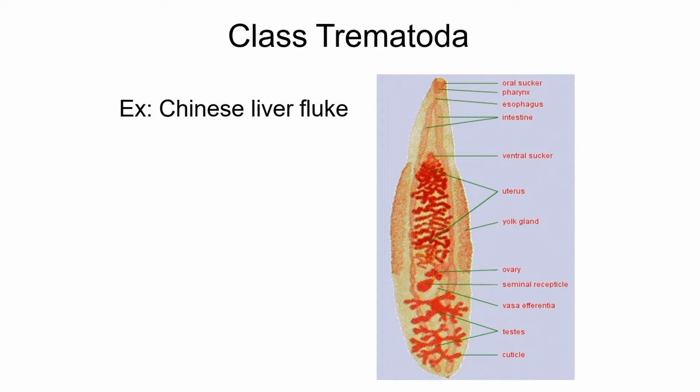So the class Trematoda. In this diagram you can see a Chinese liver fluke. In this liver fluke, at the top is the oral sucker, then the pharynx, then the esophagus, then the intestine is shown, then the ventral sucker, then the uterus, and then yolk glands, ovary, seminal receptacle, vas deferens, testes, and the cuticle is present. So you can see the well-labeled diagram of a liver fluke.